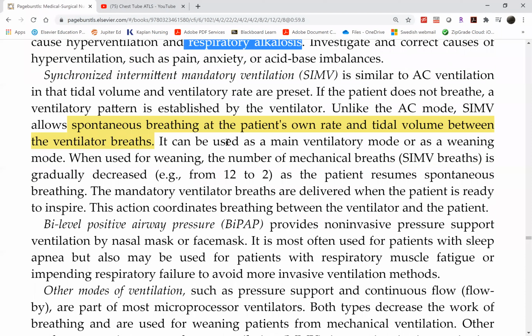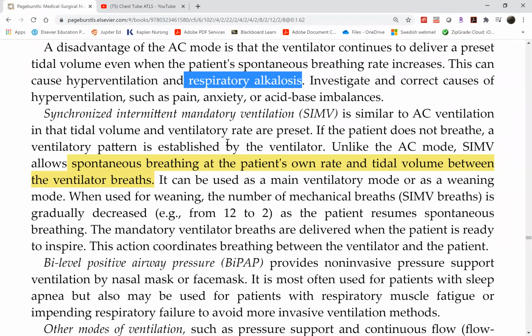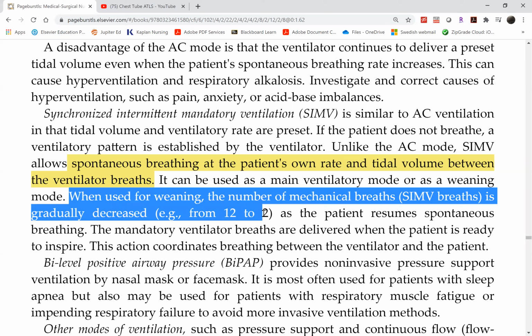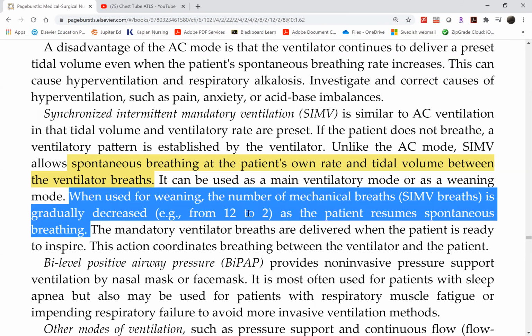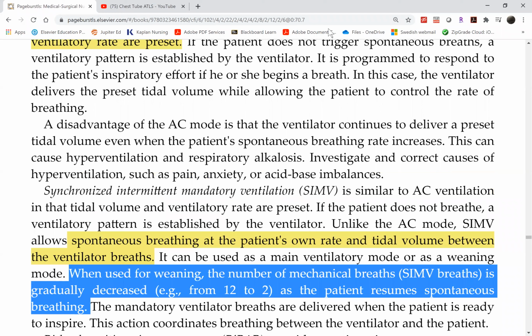SIMV can be a weaning mode. Okay, that's the benefit of SIMV because it can be used as a sole ventilatory mode as well as a weaning mode, because we can drop the rate here, okay, from 12 to 2 if used as a weaning mode. Okay, it's clear here. Only if you're using it as a weaning mode, then we drop the preset rate.